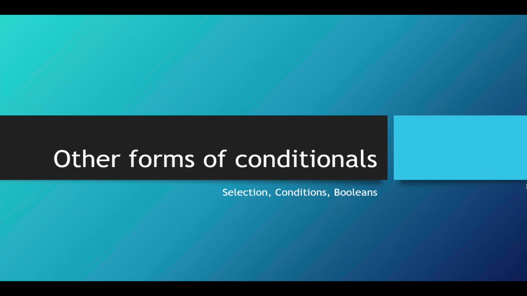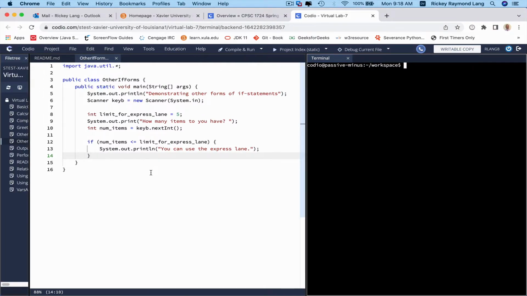In this video, we look at other forms of conditionals. So recall the example where we had an output statement if we had 5 items or less. All right, so you can use the express lane. But there's no alternative statement. If this is false, this gets skipped, but nothing else in particular happens. If there's something following the whole if statement, that will happen no matter what.